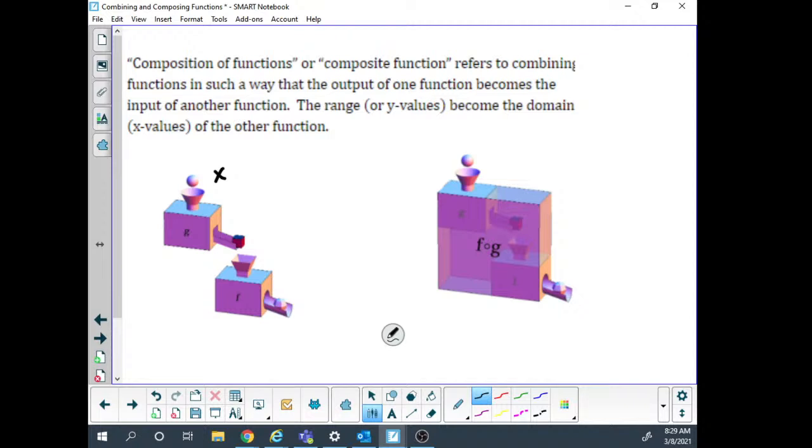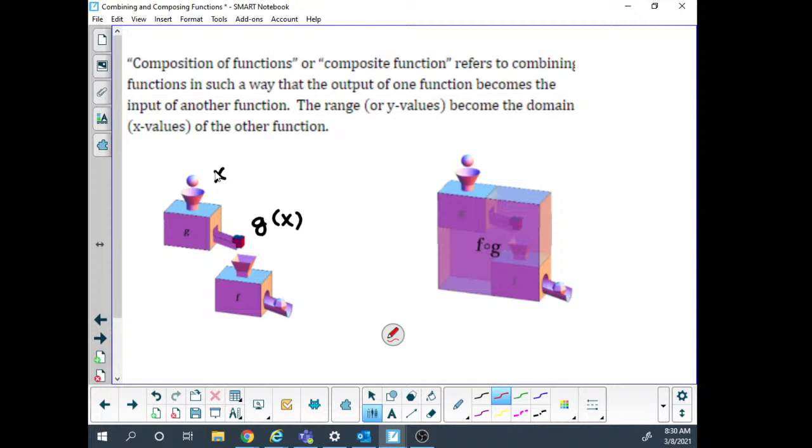What would the cube represent here? What's my output if I put x into my g function? Y, yeah, or g of x. Exactly, it gives me my y value. We might call it g of x. G of x is my output. Now the cube drops into the f box, the f function, and out comes the faceted ball thingy.